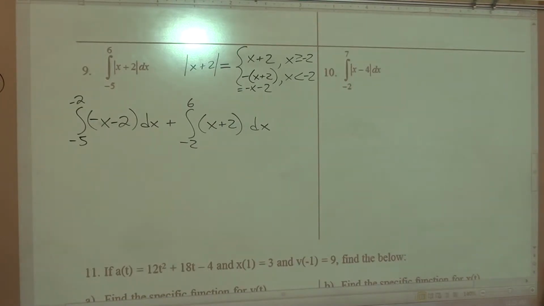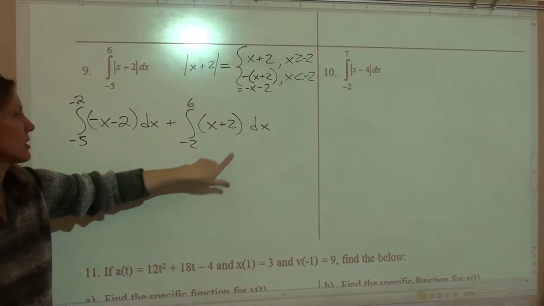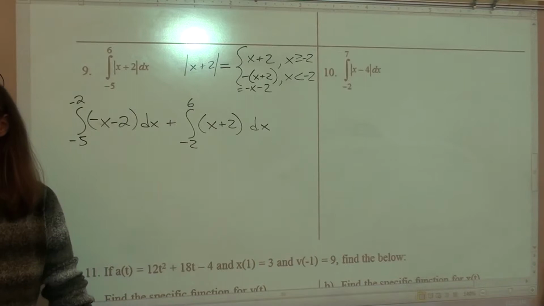¿Comprenden? Okay. And then you can go from there, right? You just do -1/2 x squared minus 2x from -5 to 2, and 1/2 x squared plus 2x from -2 to 6.